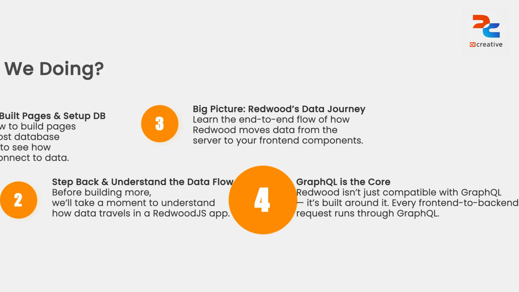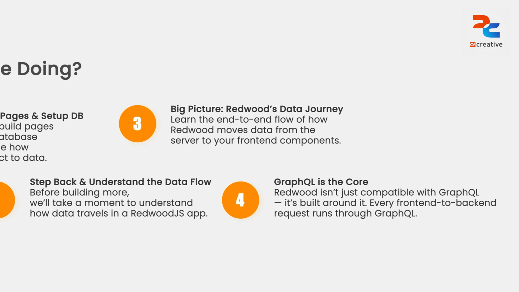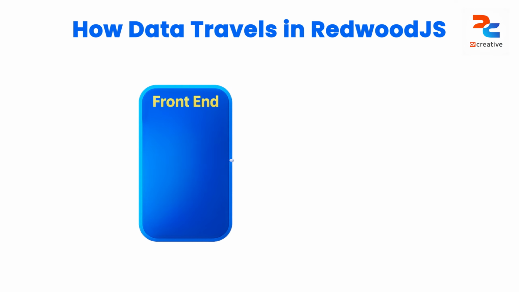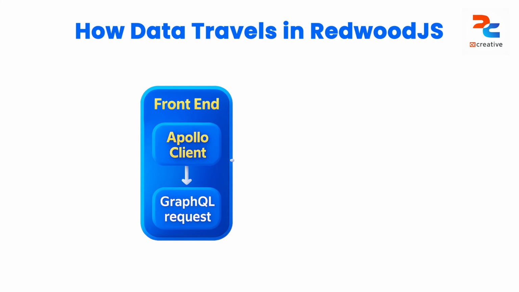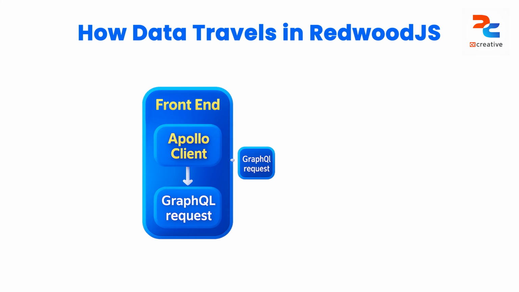Redwood is built around GraphQL. It's not just an option, it's at the heart of how your frontend talks to your backend. So here's what happens. When your frontend, like your pages and components, needs some data, let's say a list of blog posts, it sends a GraphQL request. This request is handled by Apollo Client, which Redwood includes by default. Apollo takes your GraphQL query and sends it over the network to your backend.